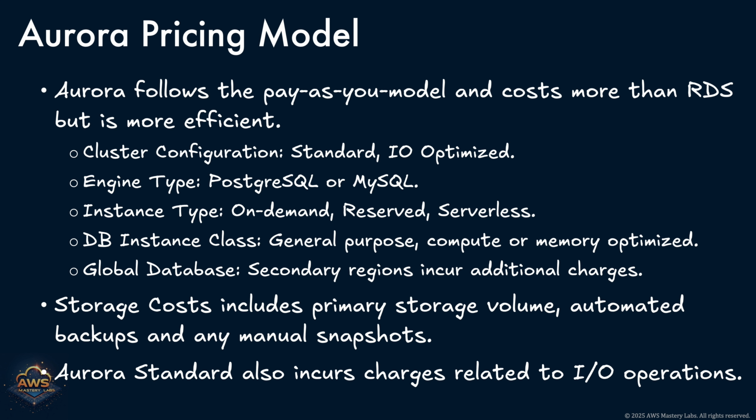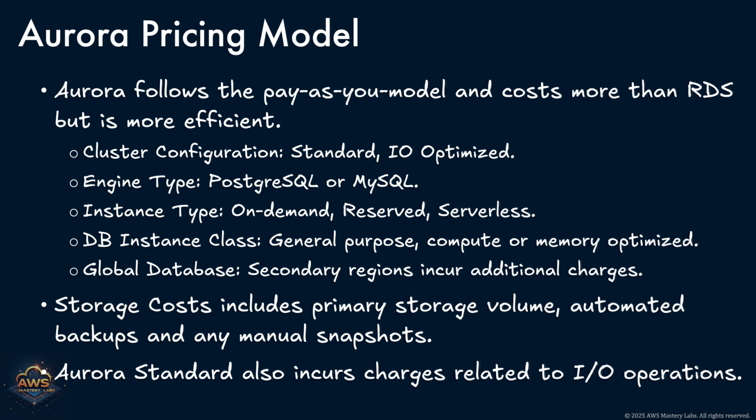If you're using Aurora Serverless version 2, pricing becomes even more efficient. Instead of fixed size instances, it scales up and down automatically, and you're billed in Aurora capacity units, ACUs, per second. This model is perfect for unpredictable or event-driven workloads. Aurora also includes automated backups at no additional cost, up to the total size of your database. If you exceed that or use manual snapshots, those incur additional storage charges.